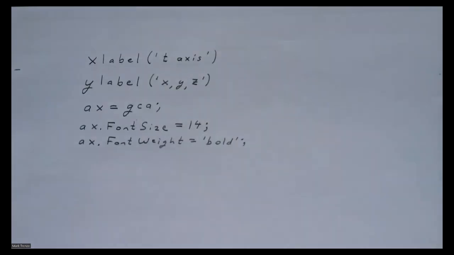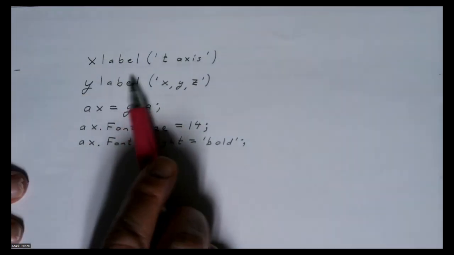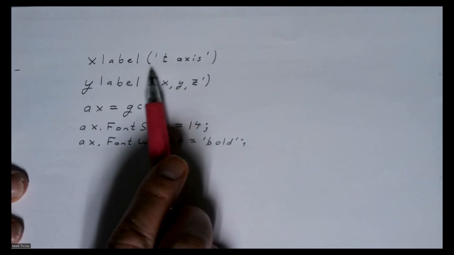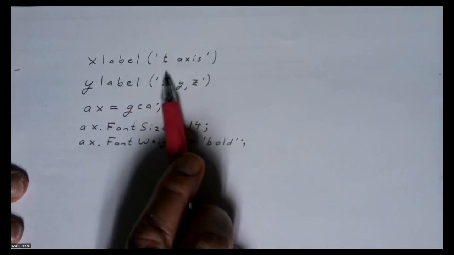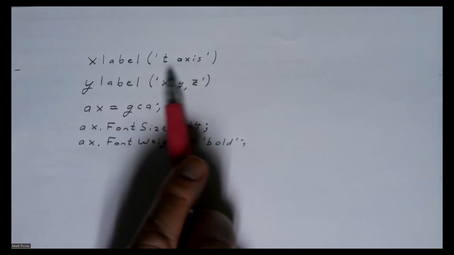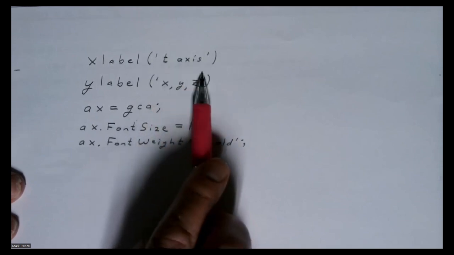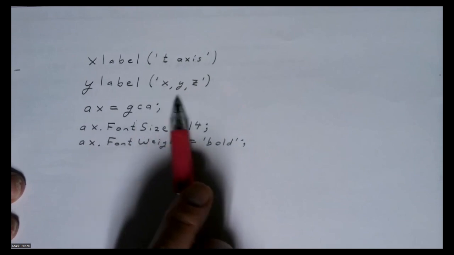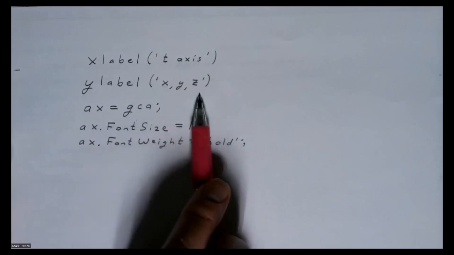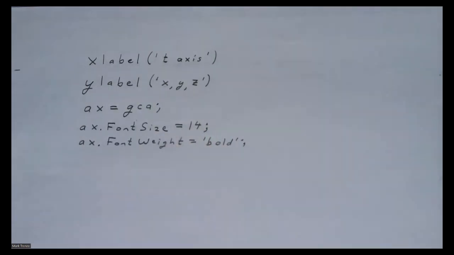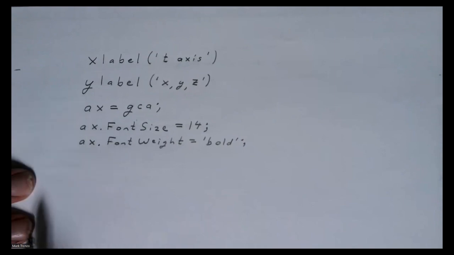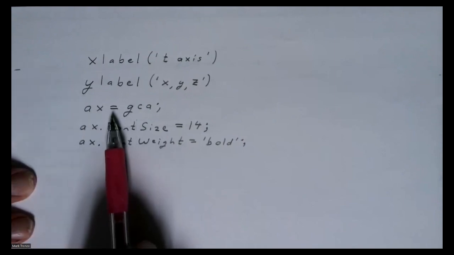Now I'm going to do several things here to make the plot look a little bit nicer. I'm going to label what's normally the x-axis. That's going to be the t-axis, so I'm going to label it this way with quote marks, "t-axis". Then the y-axis I'm going to label as x, y, and z, because those are the values of x, y, and z.